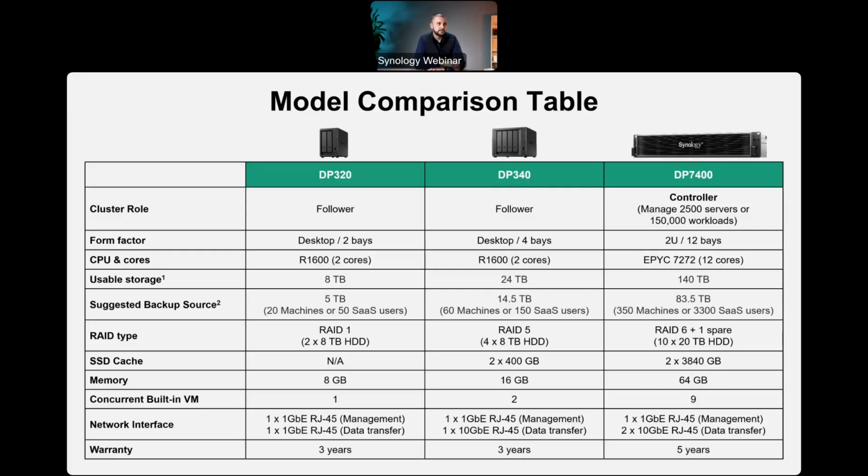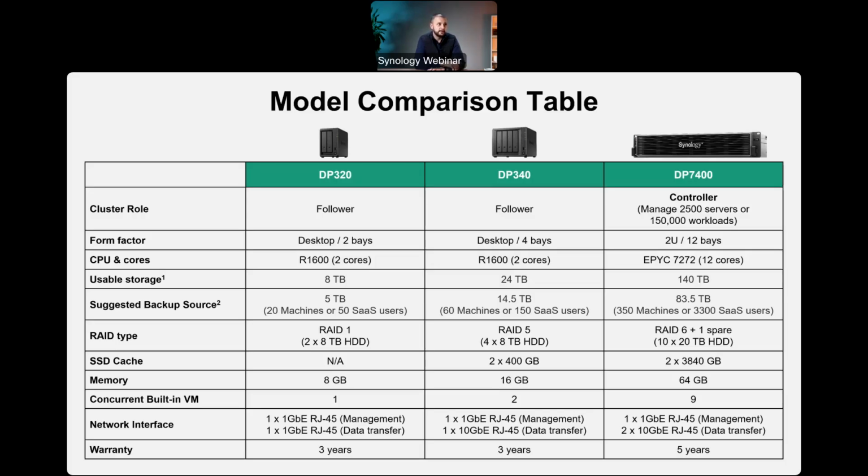The usable storage that comes on these devices, on DP320, it's 8 terabytes, on DP340, it's 24 terabytes, whereas on DP7400, it's 140 terabytes. Of course, the 2-bay model can only do RAID 1, whereas the 4-bay model can do RAID 5, and the rack model is running in RAID 6 plus 1 spare. The DP340 desktop model and the DP7400 rack model also have SSD cache, and here you can also see the RAM. The smaller 2-bay model comes with 8 gigs, the 4-bay model comes with 16 gigs, whereas the rack model comes with 64 gigs.